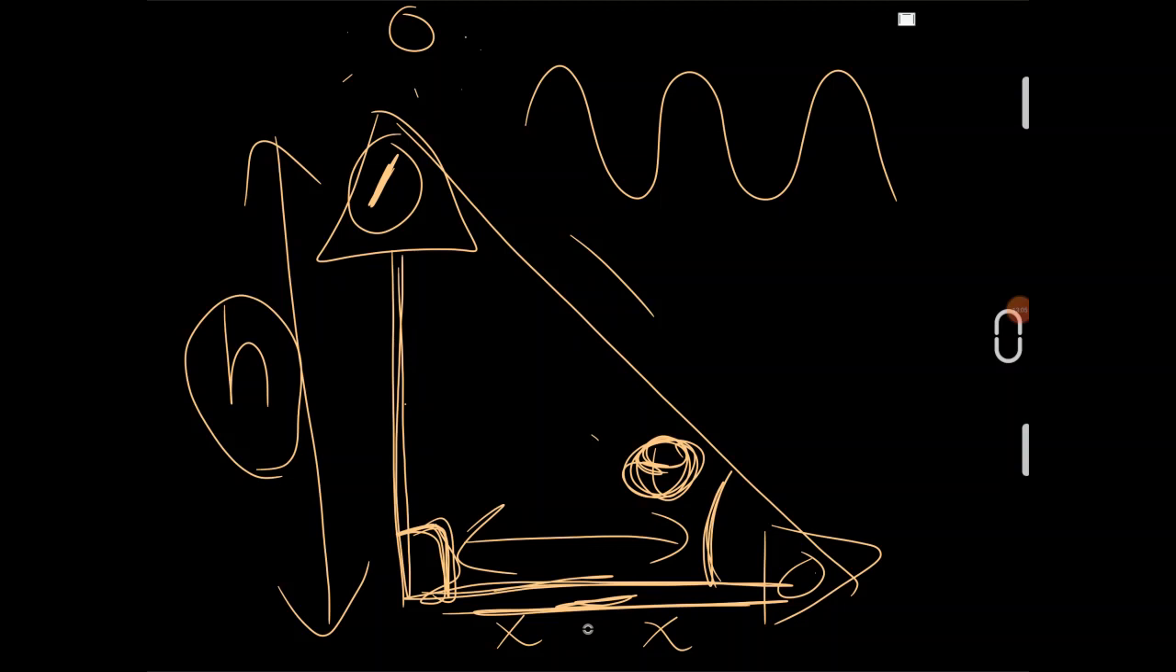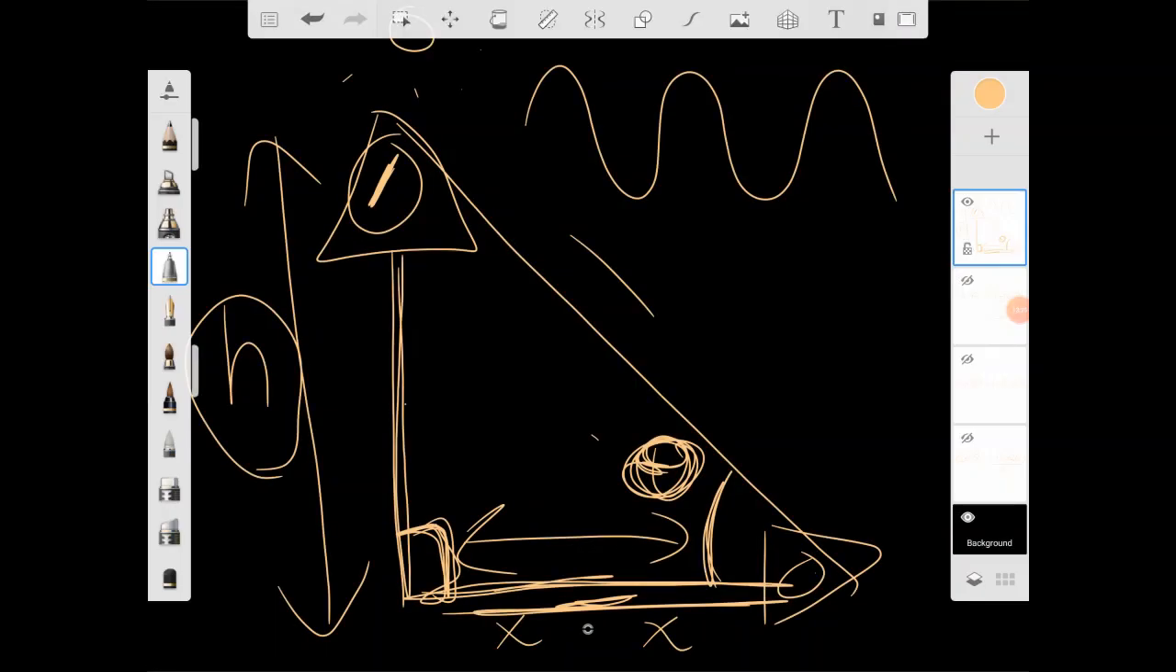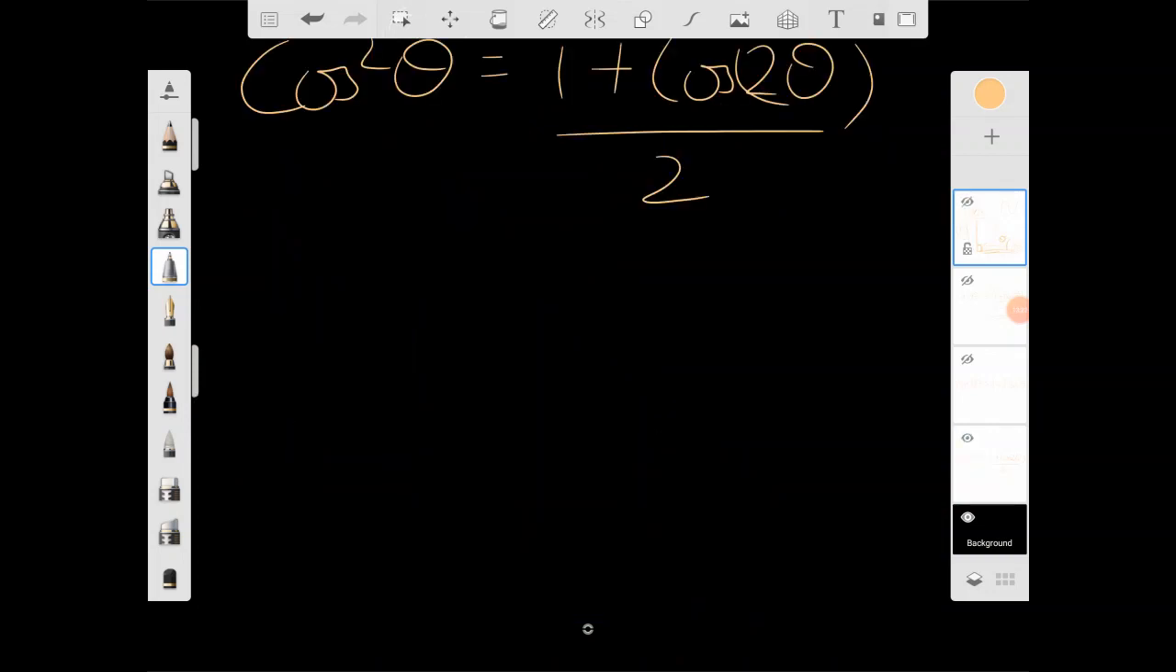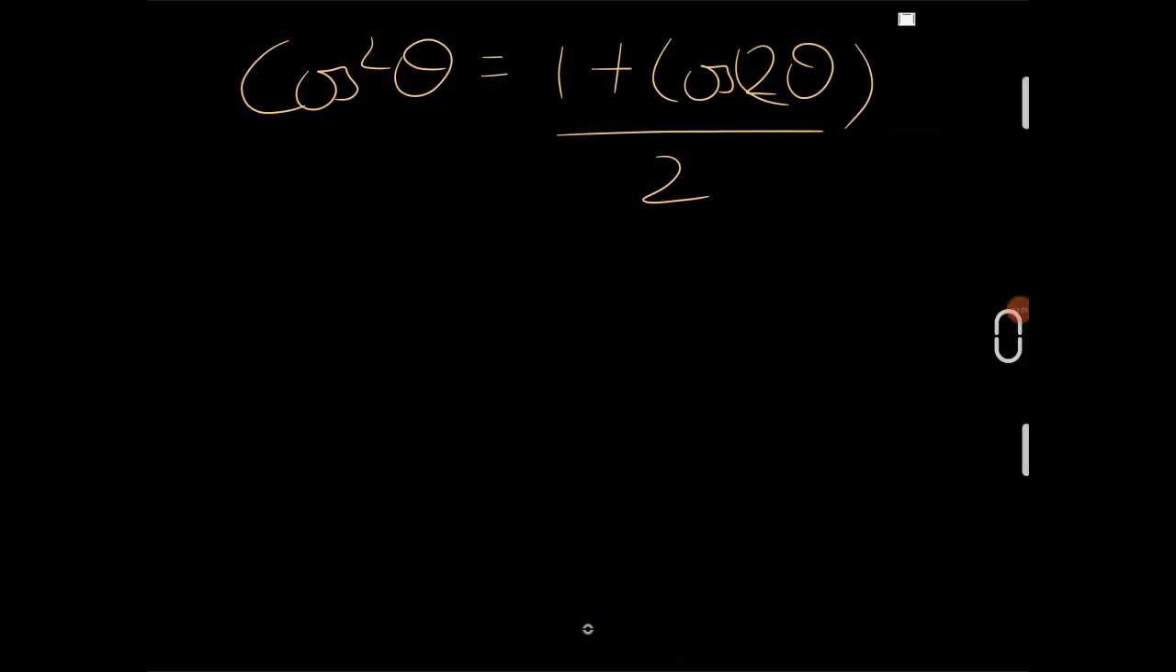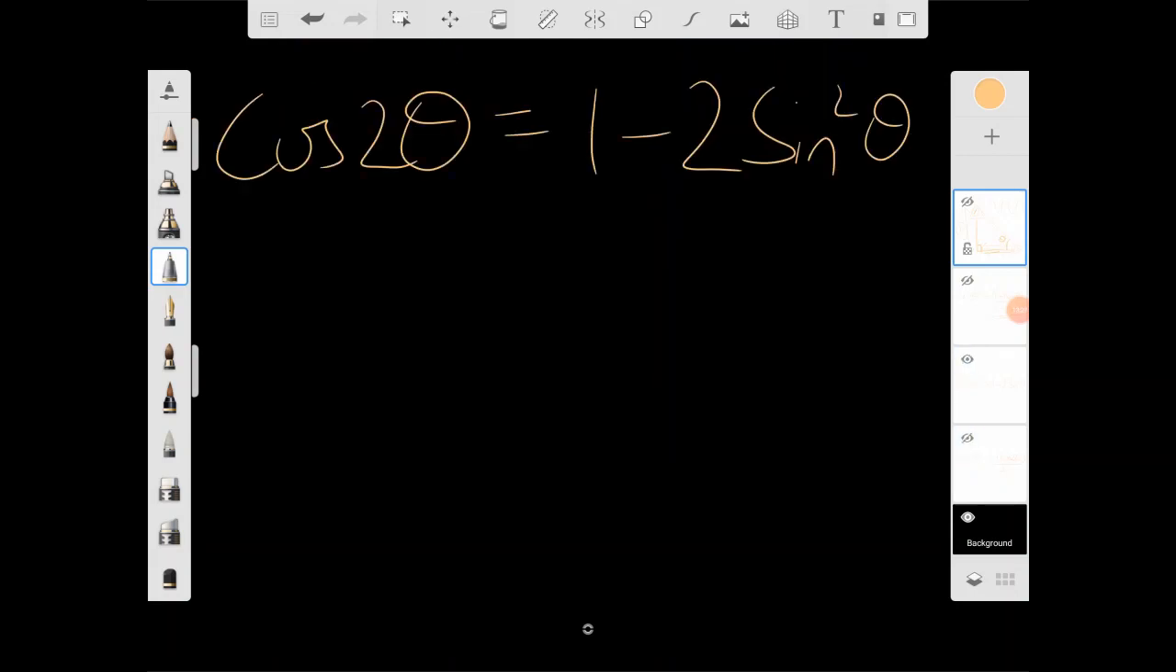That is why we go for more and more formulas, so that whatever data we have, we can just substitute it directly and get the answer. I don't want you to completely learn these formulas by heart; try to understand how these formulas come. One formula was cos square theta is equal to 1 plus cos 2 theta by 2. Another was cos 2 theta is equal to 1 minus 2 sin square theta.